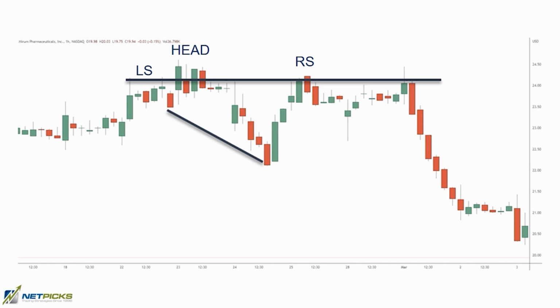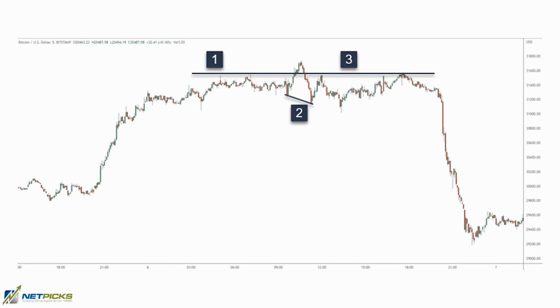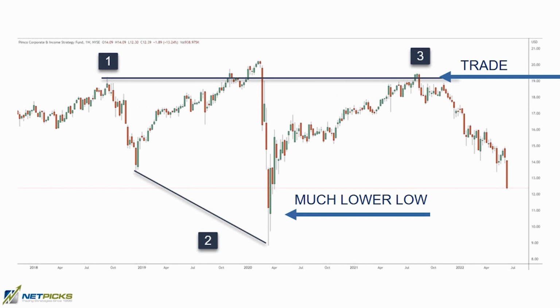So here you can see the left shoulder, the head, and then an extreme lower low. Price rallies back up into the zone around the first shoulder. This is Bitcoin against the US dollar. We get 2 cracks at selling at number 3. Now you can find these on a higher time frame as well. This is a daily stock chart. They're all over the place.